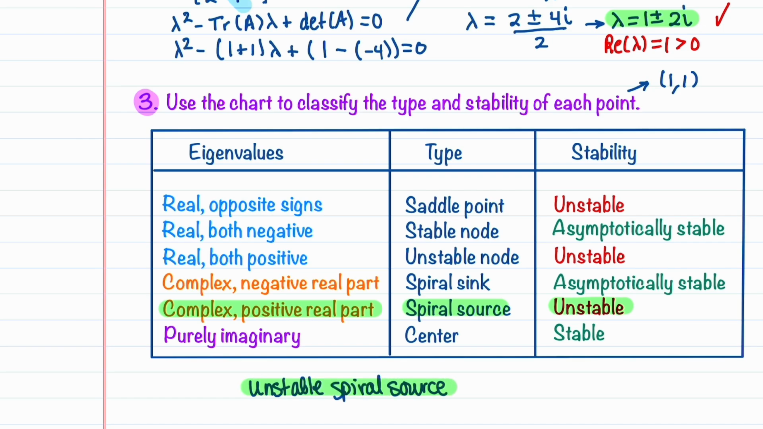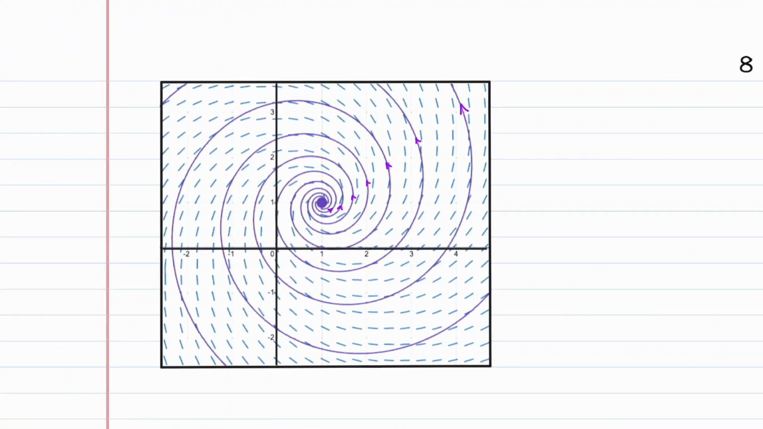Let's now look at the phase portrait to understand this a little bit better. Our critical point is equal to (1, 1). And I'm just going to put here also that our eigenvalue is 1 plus or minus 2i. Let's highlight our critical point. That's the point right here. And we know that this point is an unstable spiral source. Our solutions spiral outward away from the critical point. And you can see that they are moving in a counterclockwise direction.